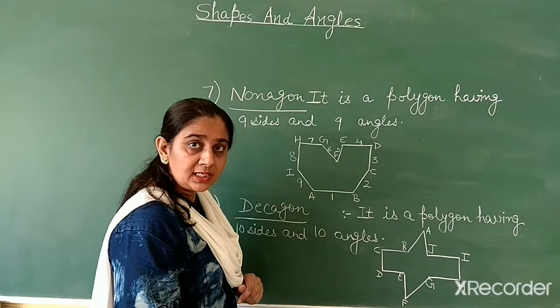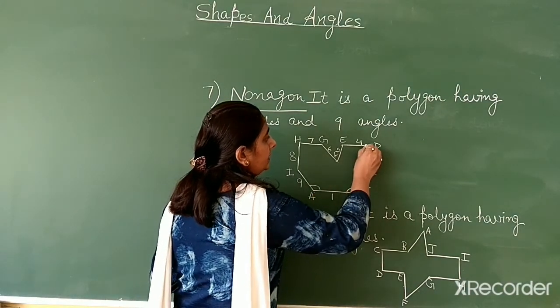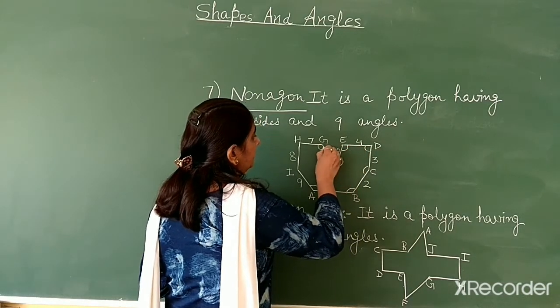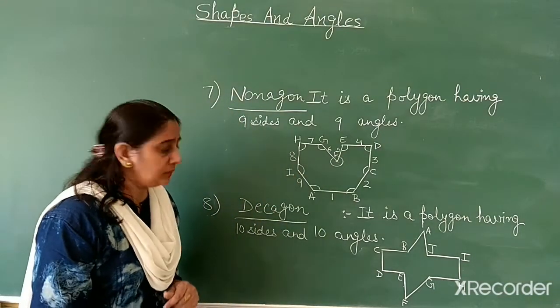And now we will count 9 angles. This is first angle, this is second angle, this is third angle, this is fourth angle, this is fifth angle, this is sixth angle, this is seventh angle, this is eighth angle, and this is ninth angle.